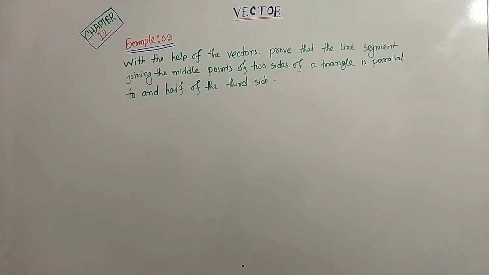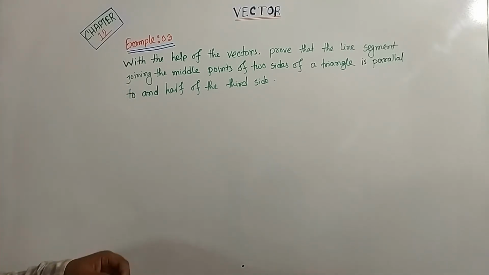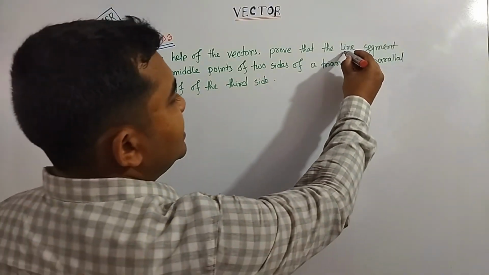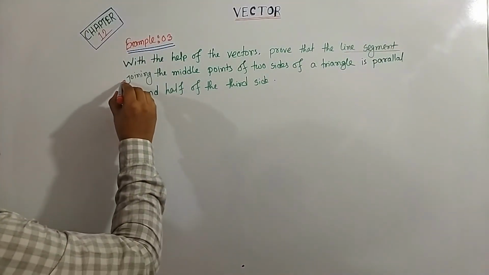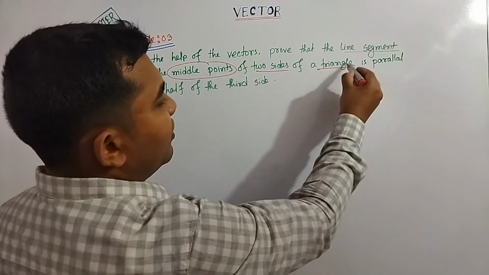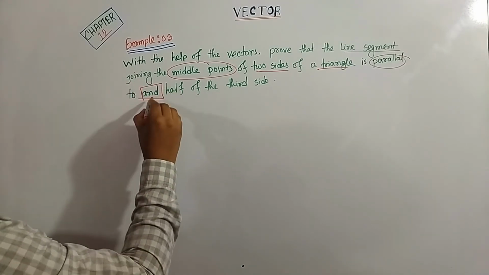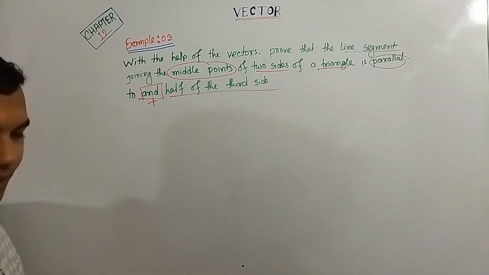Okay, let's have a look at our last part. So this is the last theorem for today's lecture. Actually, dear students, our last theorem is related to our example 3, and this question is about vectors. Prove that the line segment joining the middle points of two sides of a triangle is parallel to and half of the third side.